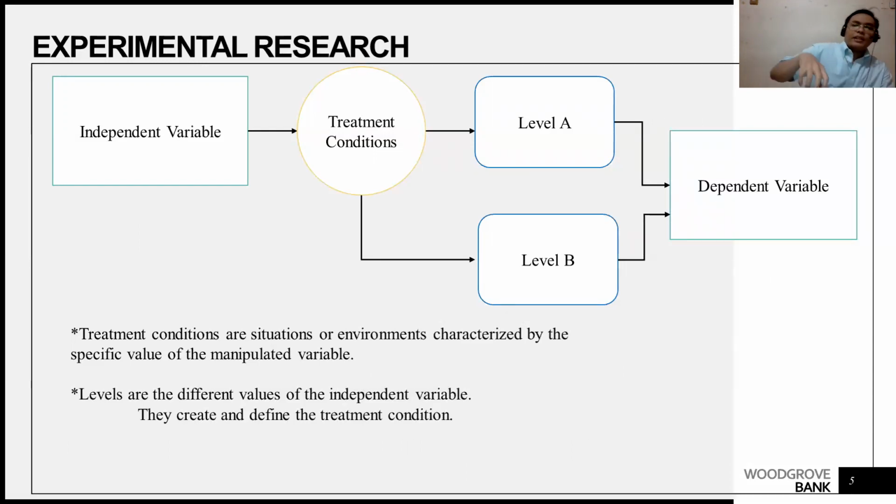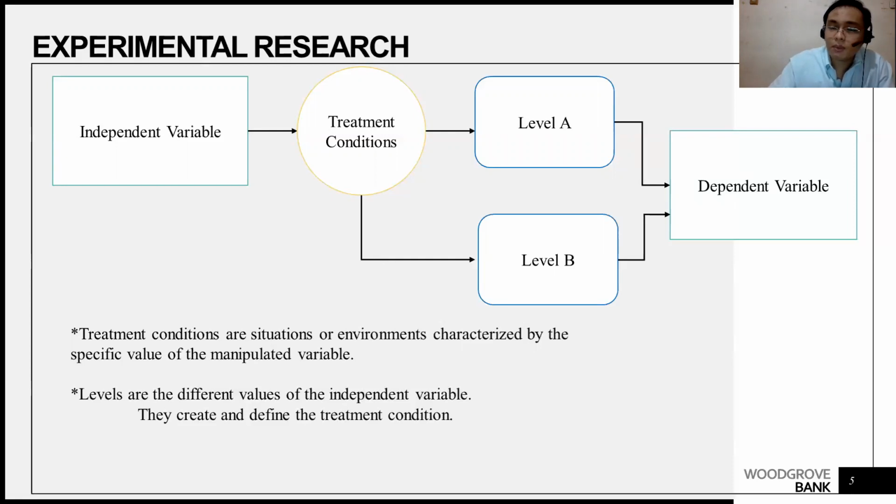So in a treatment condition, there is a level A and a level B. Okay, the levels are the different values of the independent variable. They create and define the treatment condition. In the diagram, we see that if the independent variable is manipulated, it produces the treatment conditions. And the treatment conditions, if you specify the different values needed for an experiment or the treatment, are what we call the levels. So level A, level B. Then the results are now the effects, or what we call the changes in the dependent variable.